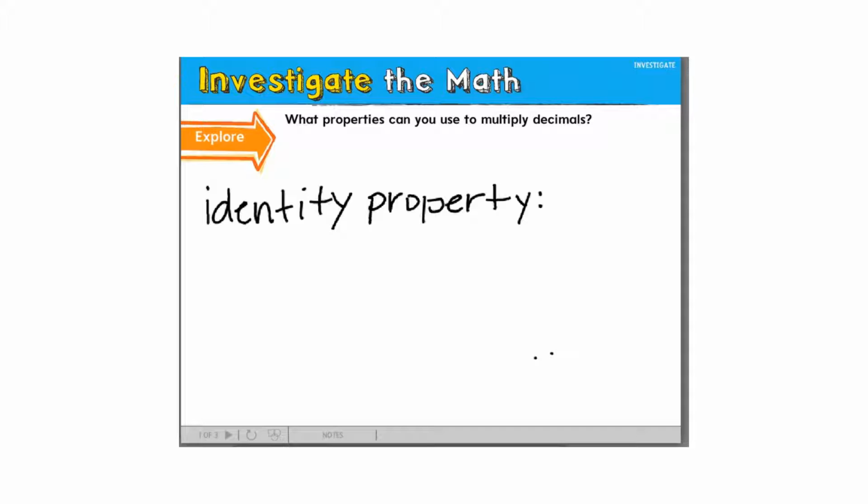Okay, so the identity property says that the product of any factor and 1 equals the factor.